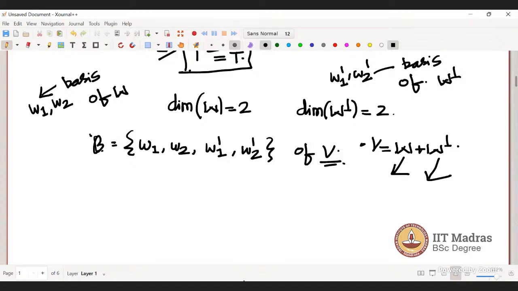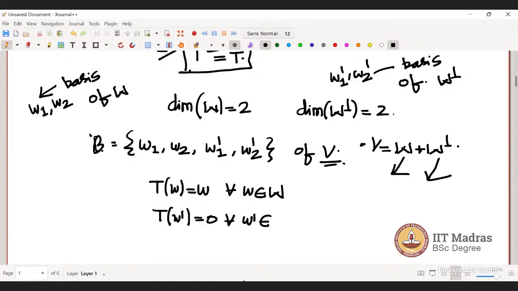Then I know T of W is W for all W in W, and T of W dash is 0 for all W dash in W perp. Now you can compute the matrix representation of T with respect to this basis, right? You will get some identity matrix here, and the rest of the entries will be 0.